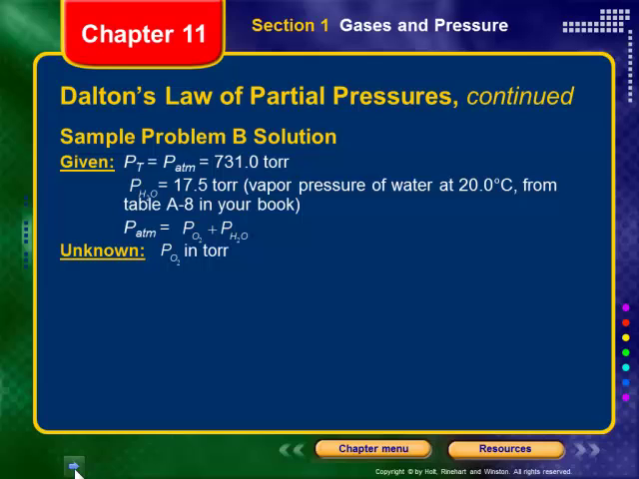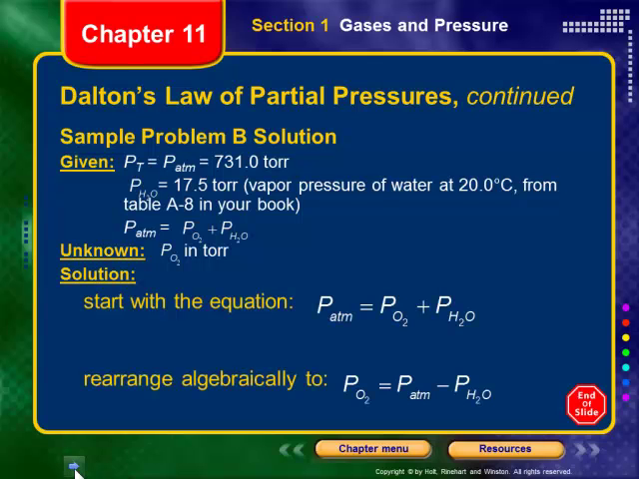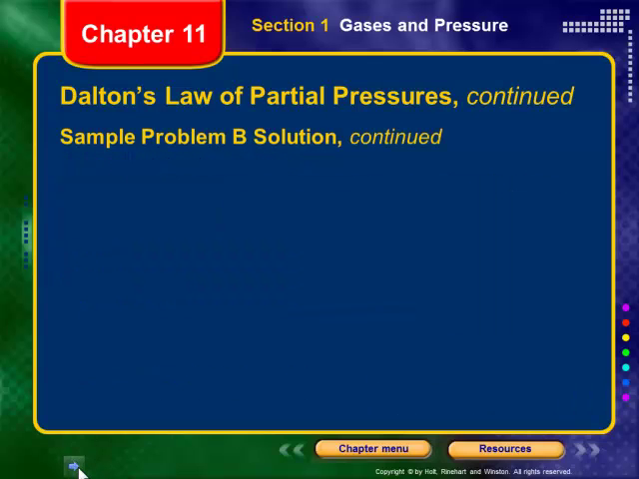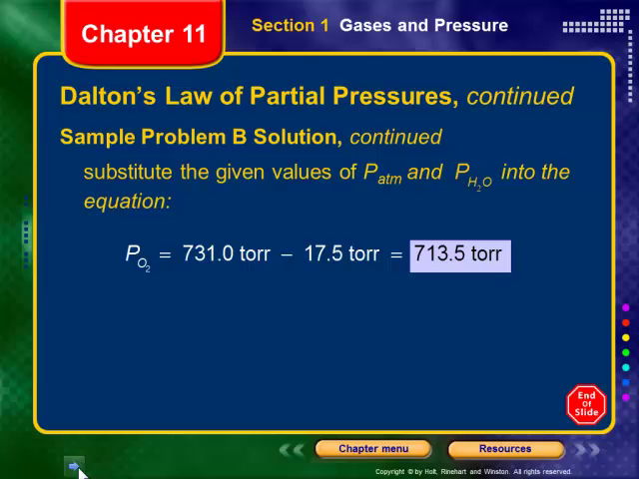And we'll take a look quickly here at their solution. Here they've written the equation, changed it, just like we did. And there's the answer, 713.5. Oh, I left mine in millimeters of mercury. They kept theirs in torr. And again, those are interchangeable. So we got the right answer.